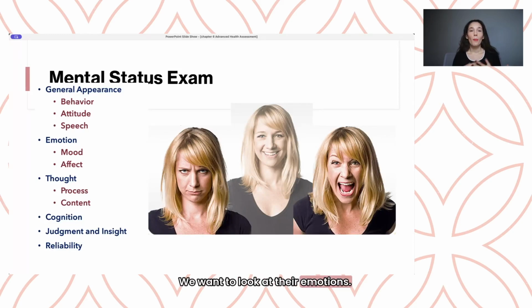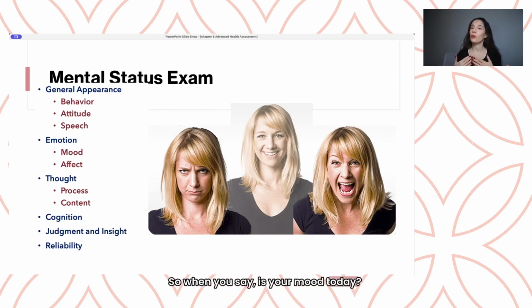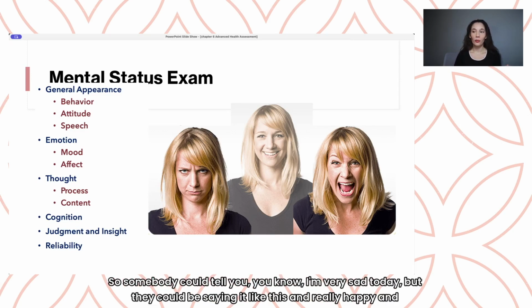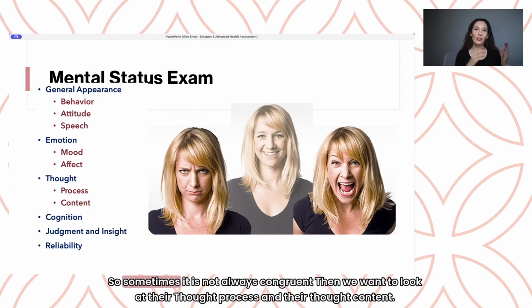We want to look at their emotion. So when we talk about mood versus affect, mood is how the patient says they feel. When you say, what is your mood today, they might say, I'm happy, sad, angry, annoyed. That is their mood. Their affect is what you physically see. Somebody could tell you, I'm very sad today, but they could be saying it like this, really happy and laughing with people. Well, then their affect is bright or happy, but their mood is sad. So sometimes it is not always congruent.